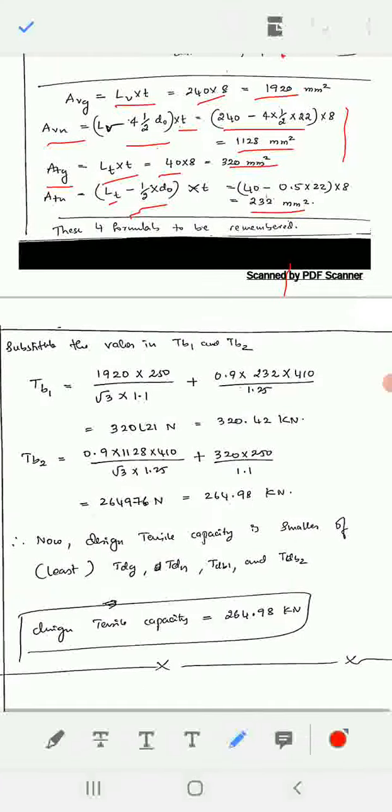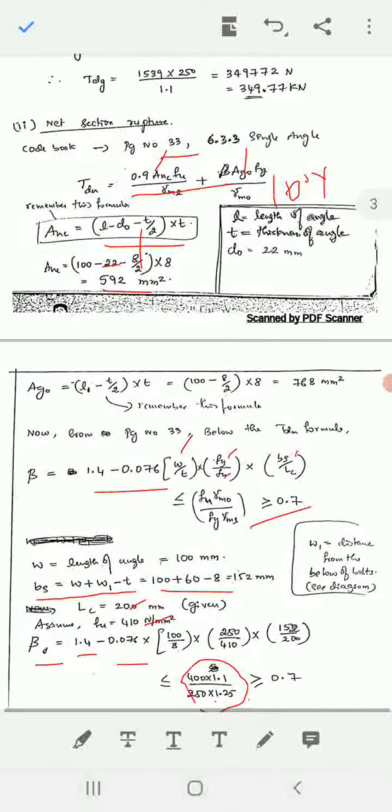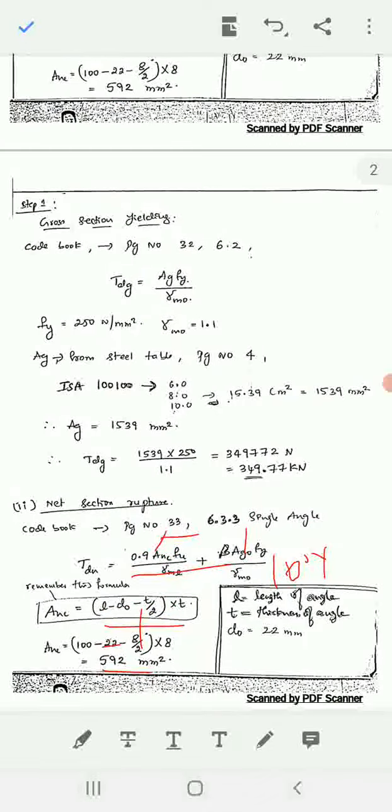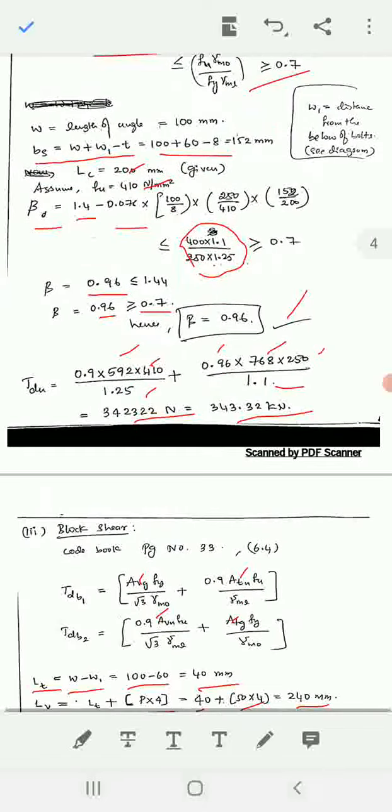Right, now substitute all the values in TB1 and TB2 formulas. I'll not explain. Fy is 250 always, and gamma m0 is 1.1, gamma m1 is 1.25. We'll get TB1 in terms of Newton, we'll convert into kilonewton. So whatever the final design tensile capacity, you have to go with the first step, that is a TDG value, or you can say gross section yielding, where we got one TDG value, right? This value. Same way we got TDN value finally, that is 343.